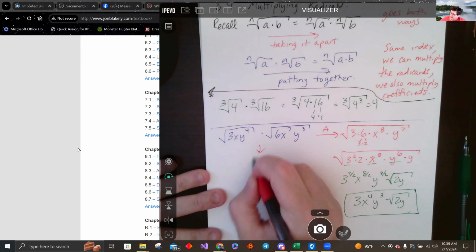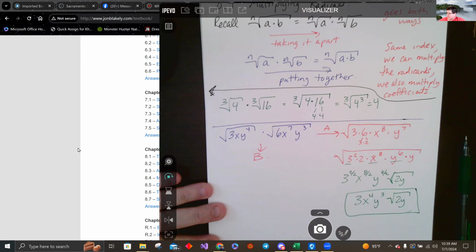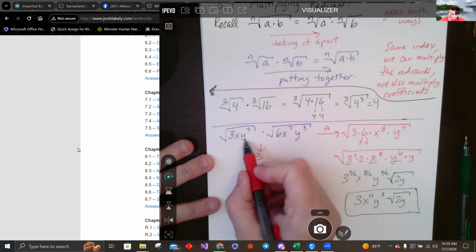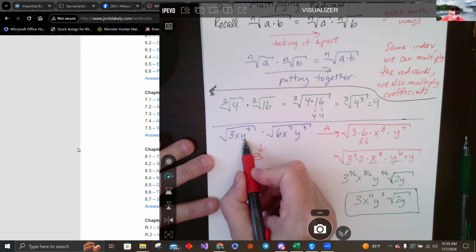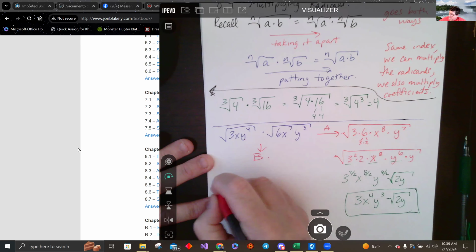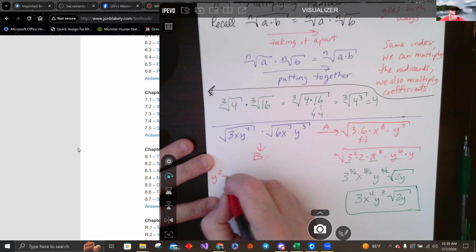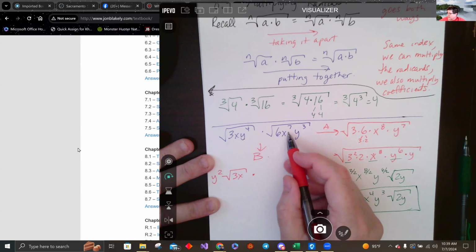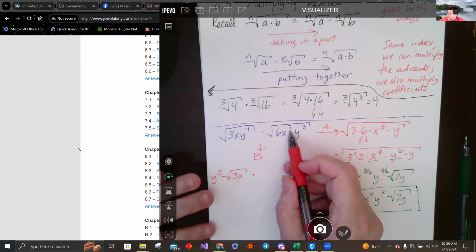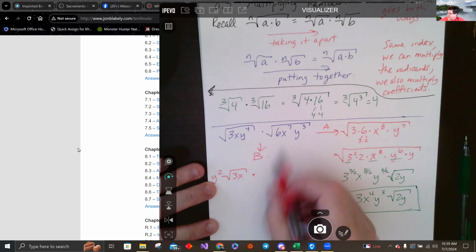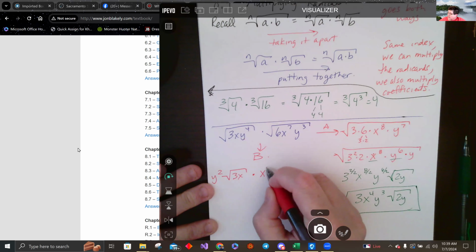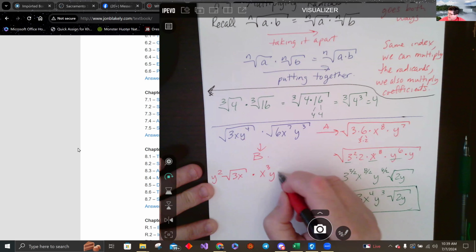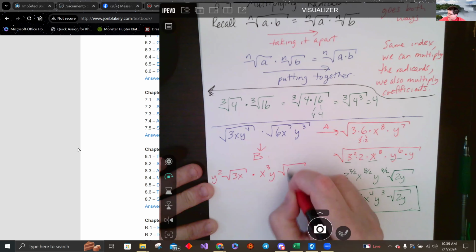Path B. Separate what you can first. Here, a y squared comes out. This is y squared times the square root of 3x. Times here, I can take out an x, 3 x's, and a y. And I'm left with 6xy.